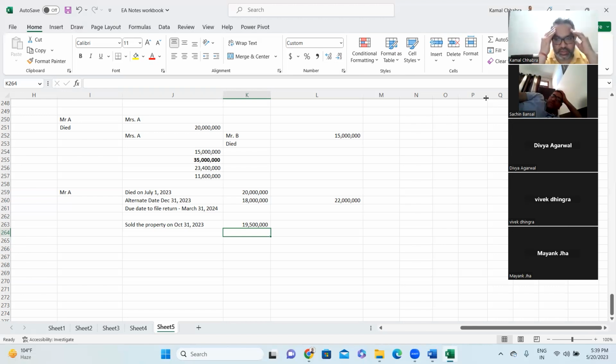So if the asset is being sold before the alternate date, then in that scenario, the date of sale will be considered as the alternate date. Make sense? Mayank, Garima, yes, sir. Divya, yes, sir. Shubham, yes, sir.